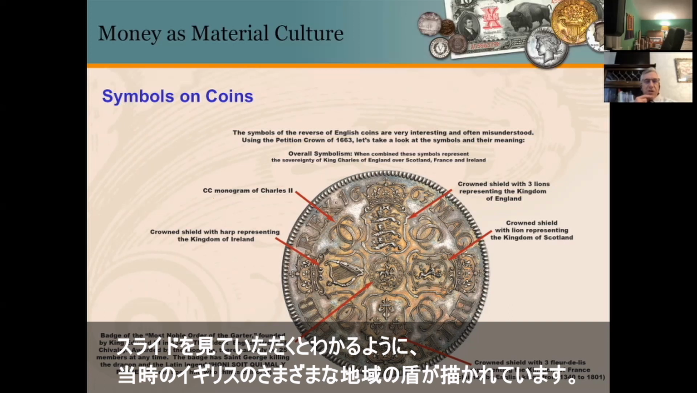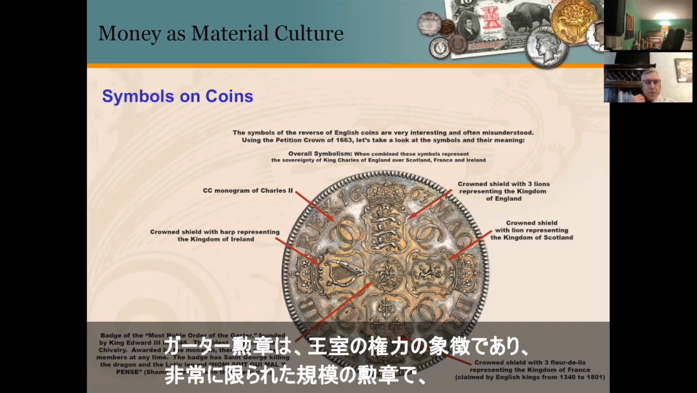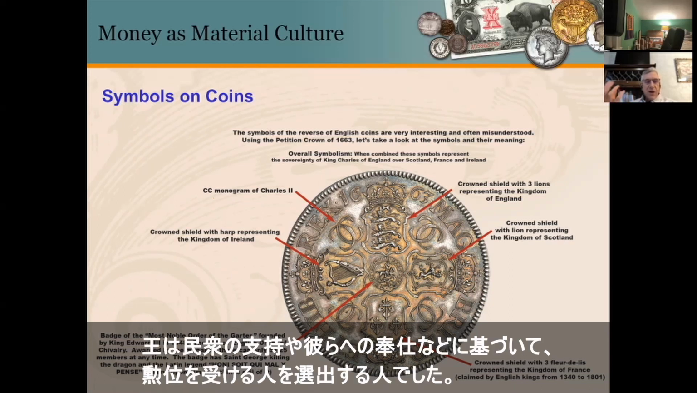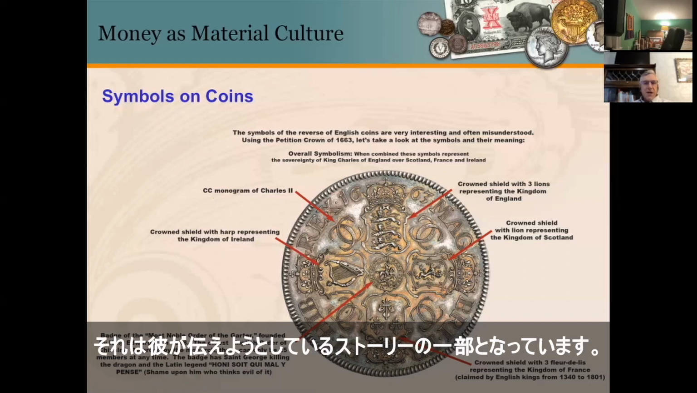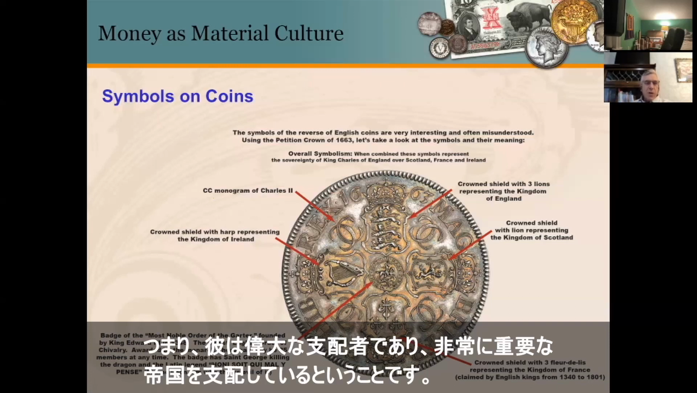You've got the shields with the different parts of the United Kingdom at the time. You have the badge of the Most Noble Order of the Garter, which is a symbol of royal power. It was an order of very limited size, and the king was the person who elected people to become members of the order based on their support and their services to the crown, etc. In the end, the overall message here is to show the greatness of King Charles and his titles and honors, which again becomes part of the story he's trying to tell, which is that he's a great ruler and rules a very important empire.